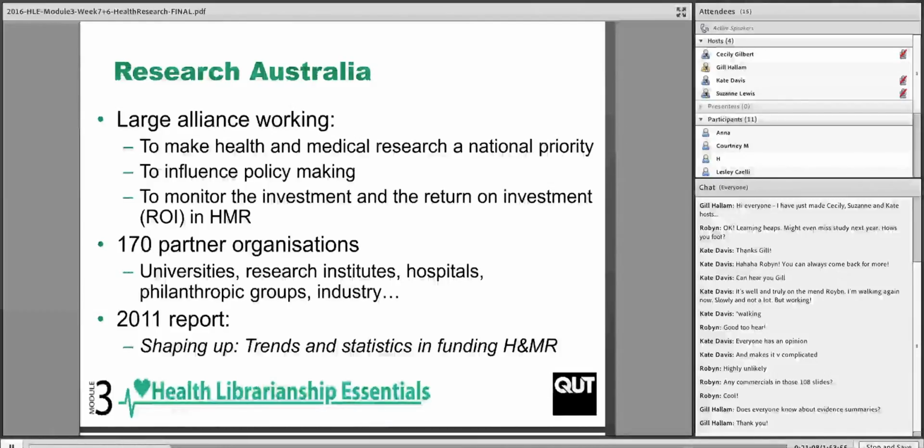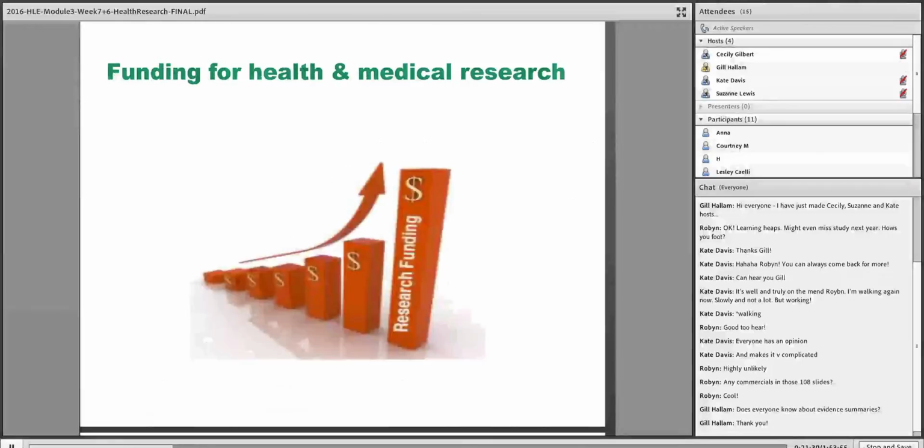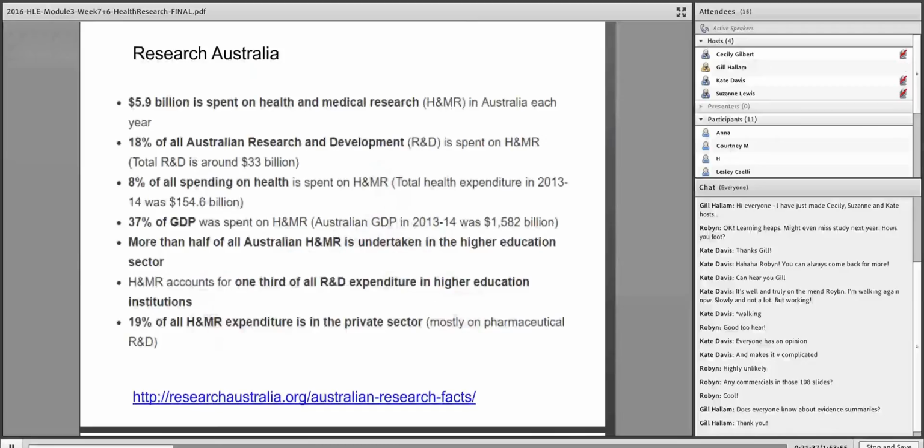They put together a very good report in 2011 which looked at trends and statistics in funding. It hasn't been updated since 2011, but as I say, the idea of tracking trends, they really show visually some of the data going into this whole context of health and medical research. So the background to some of the funding, very quickly, to take a look at that.